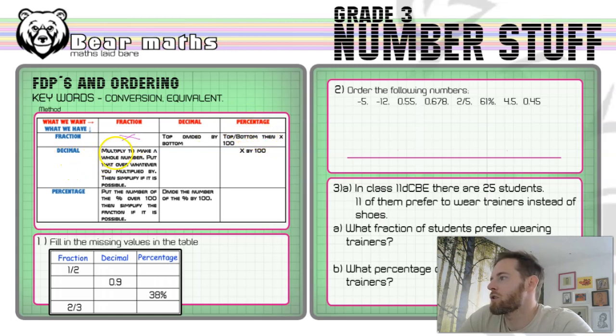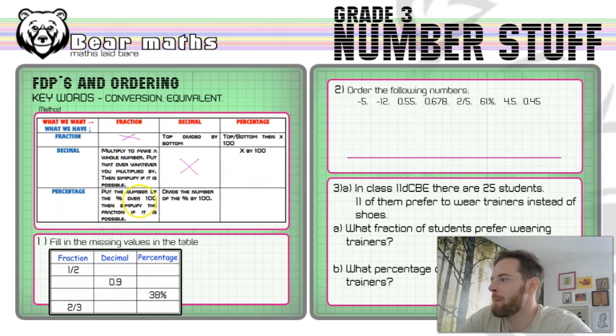So decimal to a fraction, you multiply by a power of 10 to make it a whole number. Put that over what you multiplied by, and then you simplify the fraction if it's possible to. Decimal to decimal, not necessary. Decimal to percentage, literally just multiply by 100.